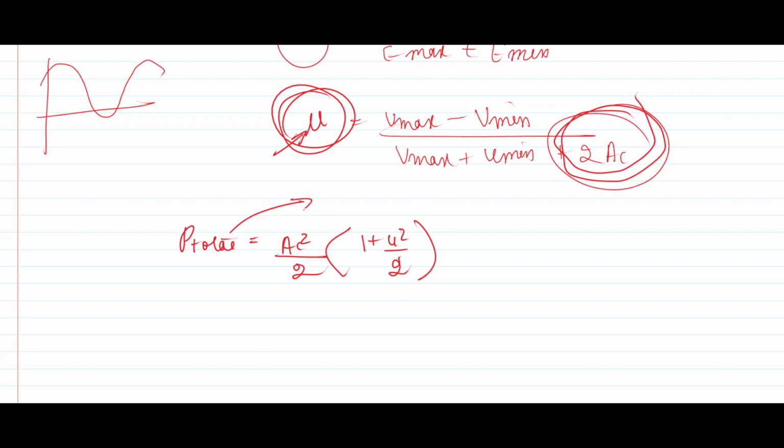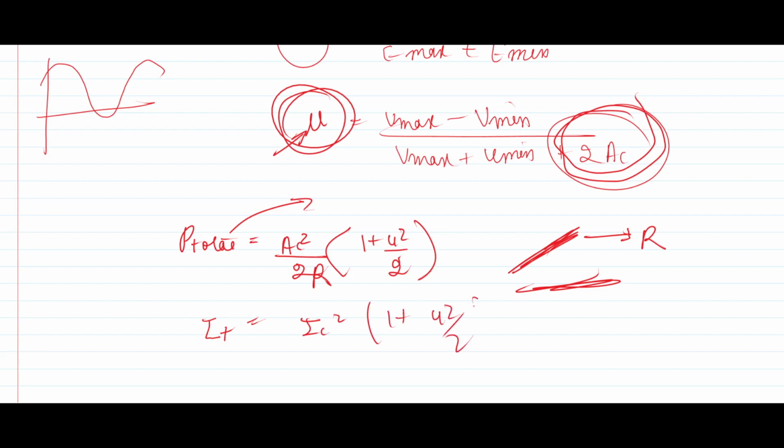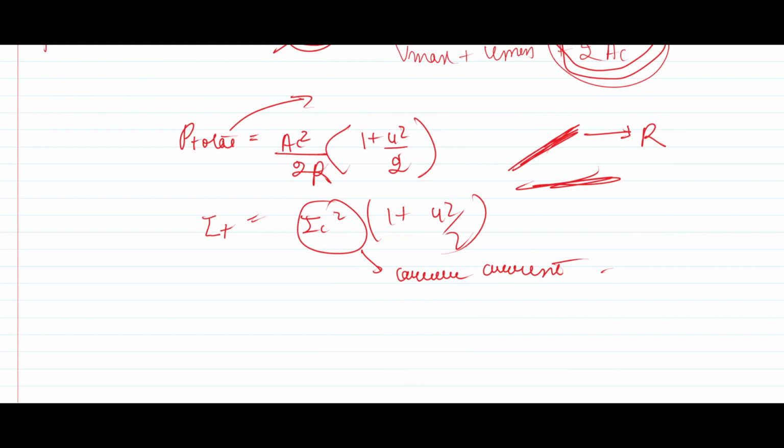So this is being transmitted through an antenna of resistance R. So what you will do, you will divide this by R. This is simple. You need to remember this, and all of your questions will be solved. Similarly, sometimes you are asked the total current. It is actually found out as IC times the square root of 1 plus mu squared by 2, where IC is the carrier current. These are some of the questions that can be easily solved using this formula.